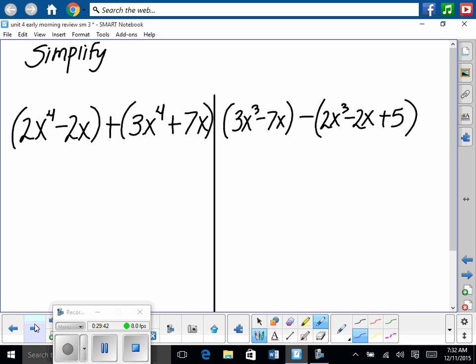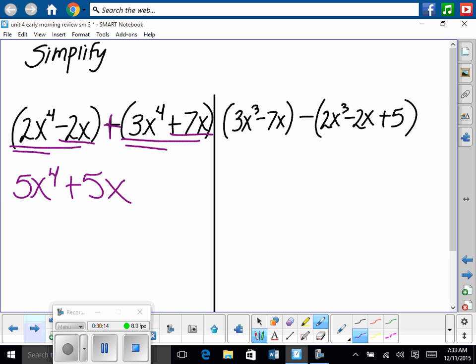All right, next few. Simplify. That's all I'm going to say is simplify. So you have to decide, am I adding, subtracting, multiplying? Look at these two polynomials. Are we multiplying? No, so do not distribute. Distributing's a multiplication property. We are not distributing. We're literally combining like terms. It's just addition, so you're just combining like terms. 2x to the fourth plus 3x to the fourth is 5x to the fourth. Negative 2x plus 7x is positive 5x. Do not multiply if you're not multiplying.